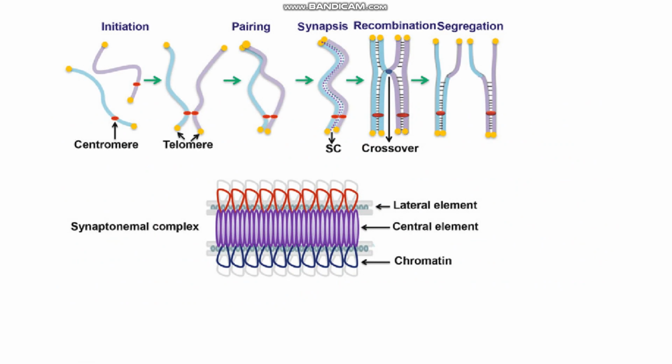You can see the two sister chromatids, which are shown in two different colors, undergoing pairing. After the formation of synapses, synaptonemal complexes bind these two chromatids, then crossing over occurs, and this is the picture explaining the synaptonemal complex with the central element and two lateral elements. That's all about the structure of the synaptonemal complex.